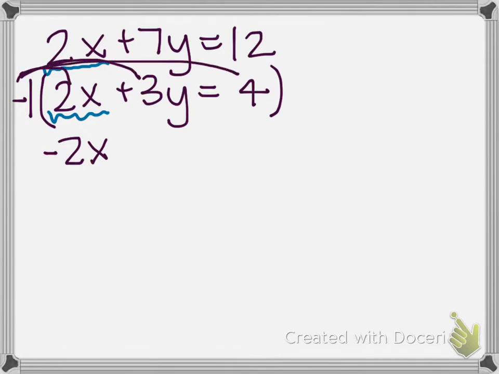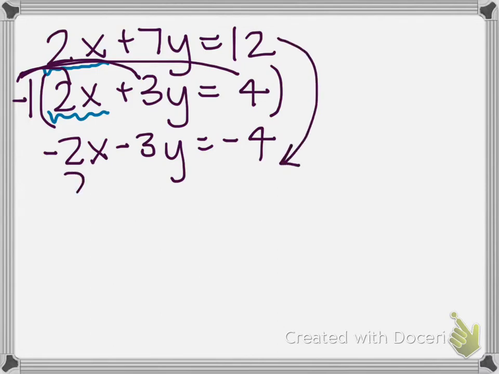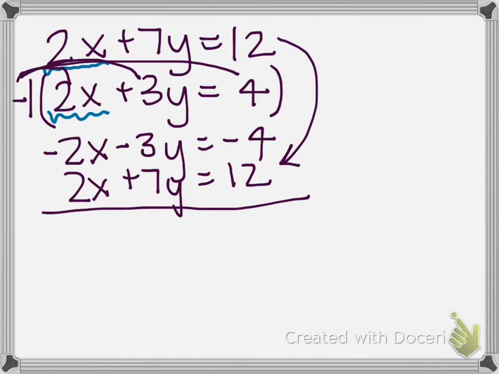So now I have -2x, -1 times positive 3y is -3y, and then -1 times positive 4 is -4. I'm just going to rewrite my first equation down below so that I can see them matched up again. Okay, so now we have equal and opposite variables because I have a -2x and a positive 2x. Now we can go ahead and solve.